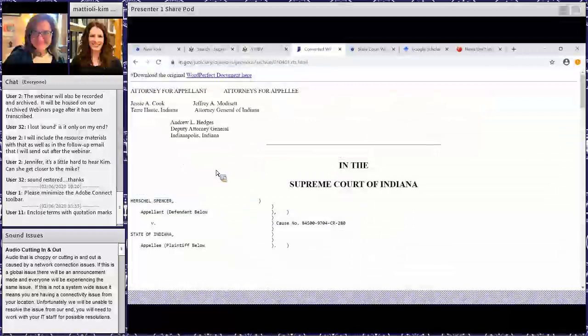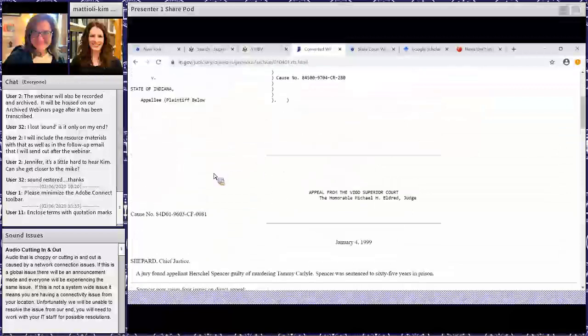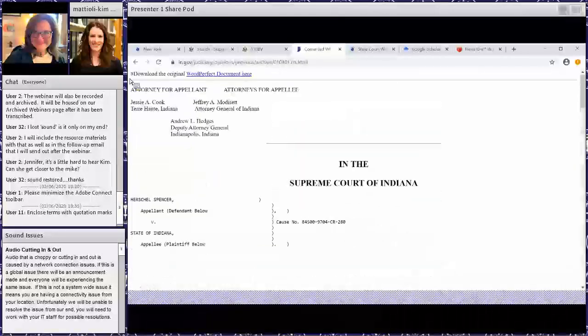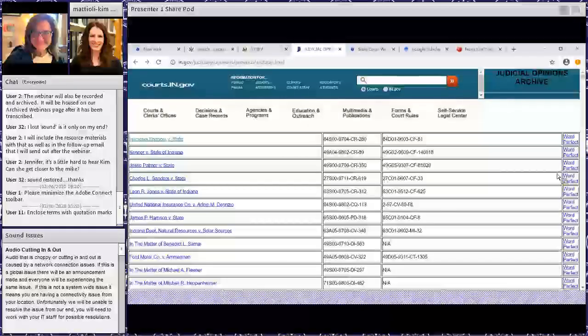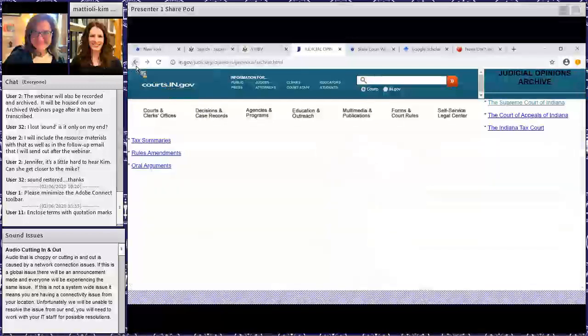These are also not in PDF format, they're in HTML format, but you can still read through them fairly easily. The only other format they have is WordPerfect, and that kind of made me laugh a little because I don't think anyone probably has WordPerfect anymore, but if you do, you could look at the original version through that format. And then you would just take the same steps to look at cases from the Indiana Court of Appeals and from the Indiana Tax Court.